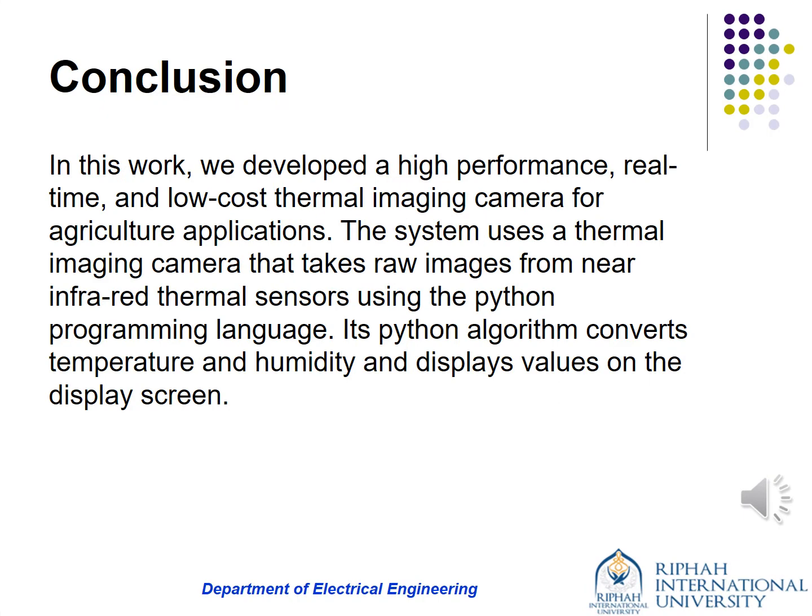In this slide I will tell you the conclusion of our project. We developed a thermal imaging camera for agricultural purposes, having a very low resolution and low cost. It's very cost effective, very high performance, very accurate, and it works in real time. Our developed system uses a thermal imaging camera that takes raw images as an input and then converts this raw data or information into thermal images and displays them on the screen for temperature and humidity measurement.